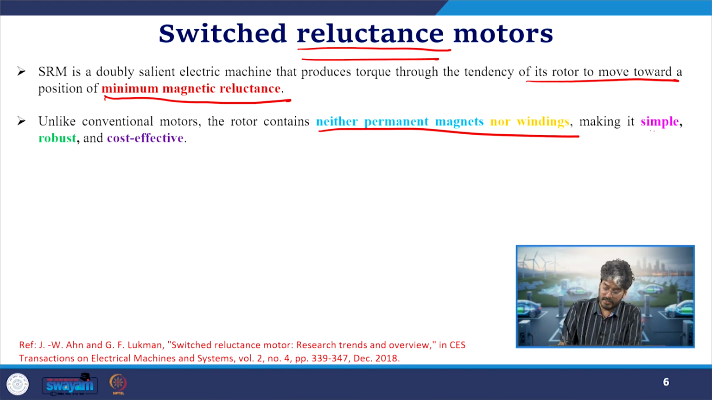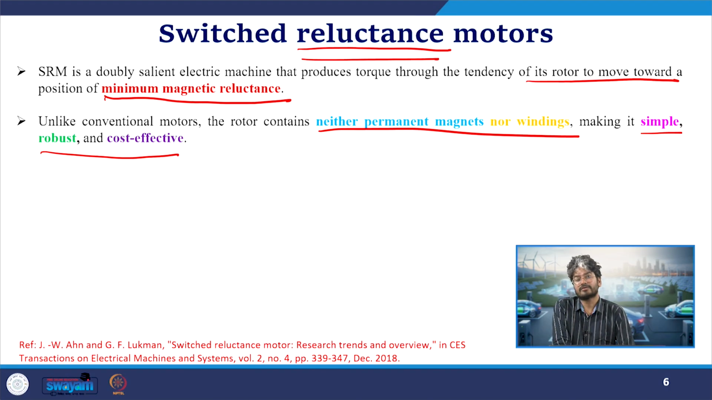Because of that, it is simple, robust and cost effective. Now we are eliminating the permanent magnet, so we are no longer dependent on rare earth materials. Neither do we have a complex construction, because the rotor is just a magnetic material, which will be easily available. So it is simple, robust and cost effective.